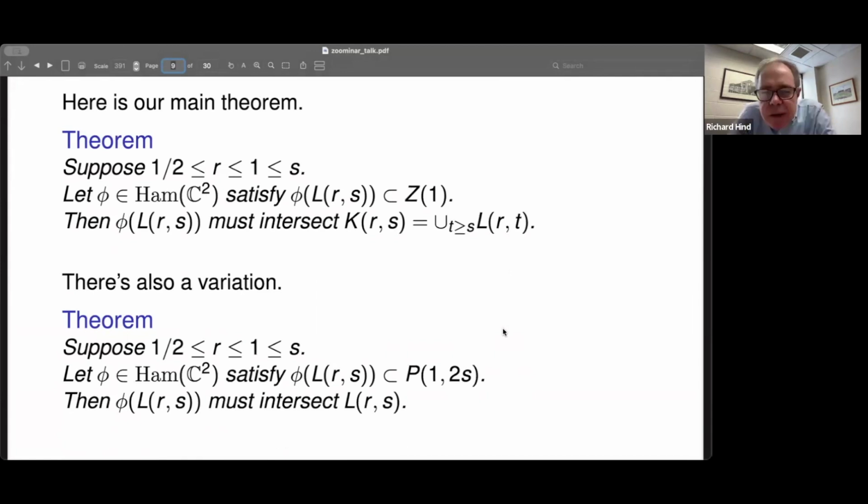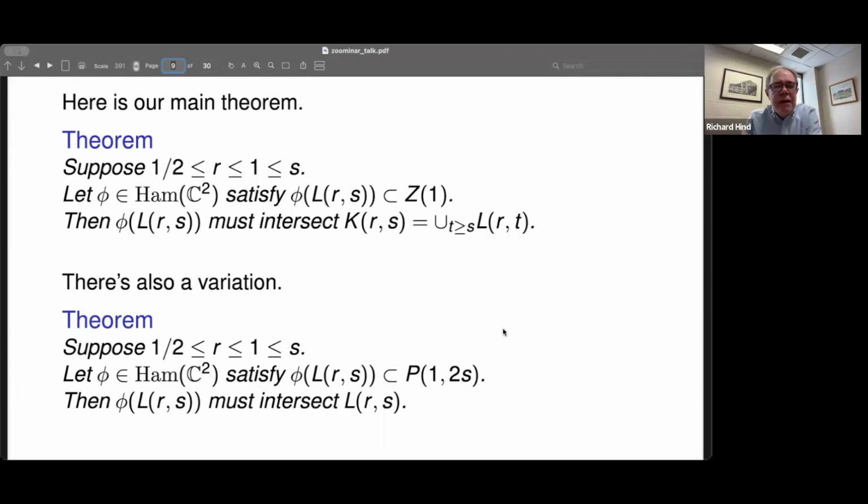So K is a one-parameter family of Lagrangian tori, just these LRT. So I suppose it's a codimension 1 submanifold with boundary LRS. I'll talk about these various hypotheses in a second. I've got a picture about this. Okay, so that's the theorem.